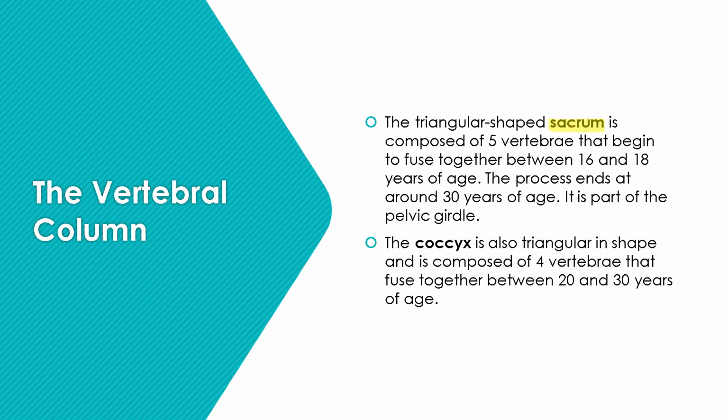Next, we have the sacrum. This is a triangular bone formed by the fusion of the 5 sacral vertebrae, S1 to S5, and it's going to be part of the pelvic girdle. Then we have the coccyx, just like the sacrum, is triangular in shape and formed by the fusion of several vertebrae. Usually the coccyx is formed by 4 coccygeal vertebrae, and they do fuse a little bit later than the sacral vertebrae, usually between the ages of 20 and 30 years old.